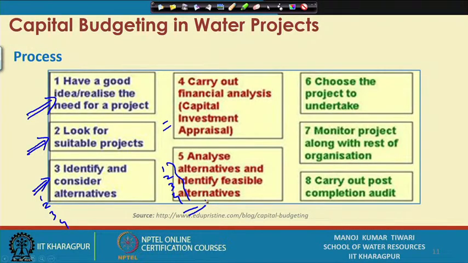So, then finally, we choose the project to be undertaken. Based on all this financial analysis, we make a call that this particular project, let us say for example project number 2, is the one which we will be undertaking. That is considered, and after that there is a need for monitoring the project along with the rest of the organization.